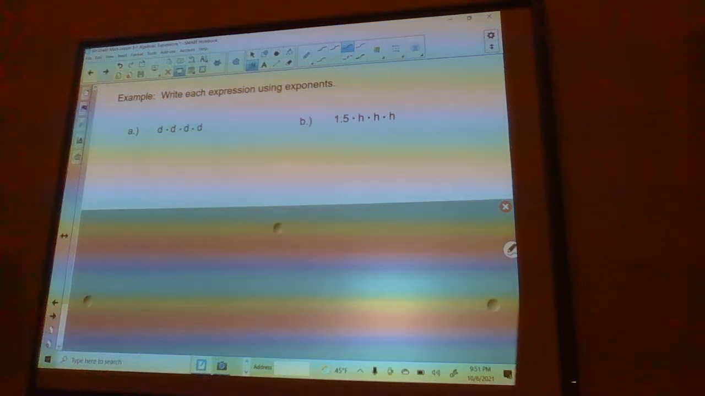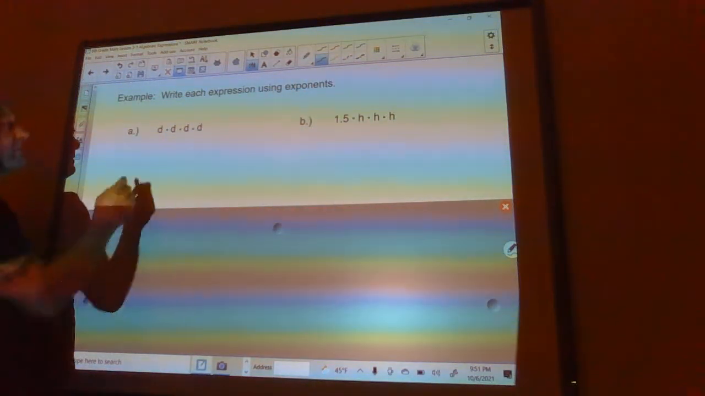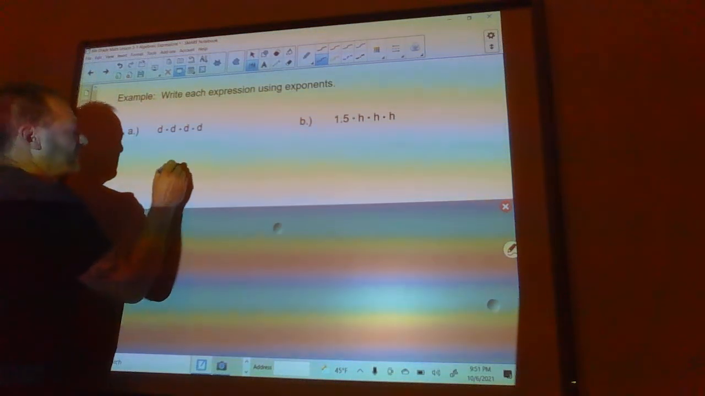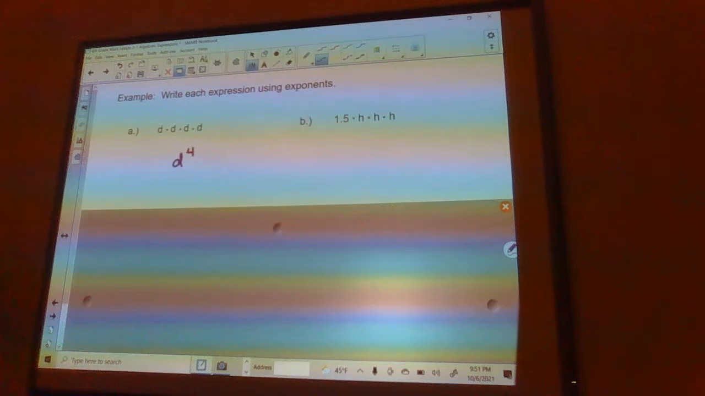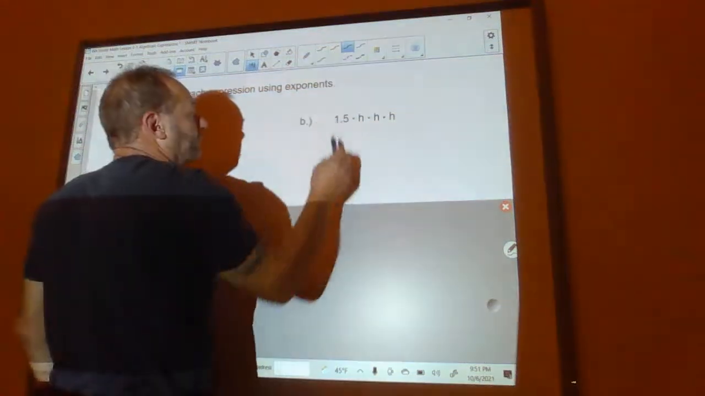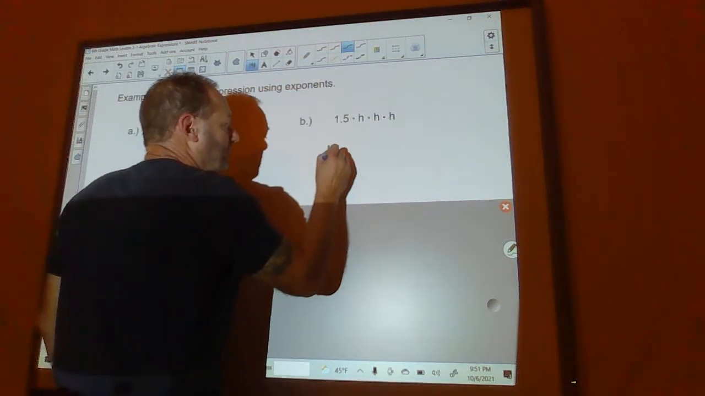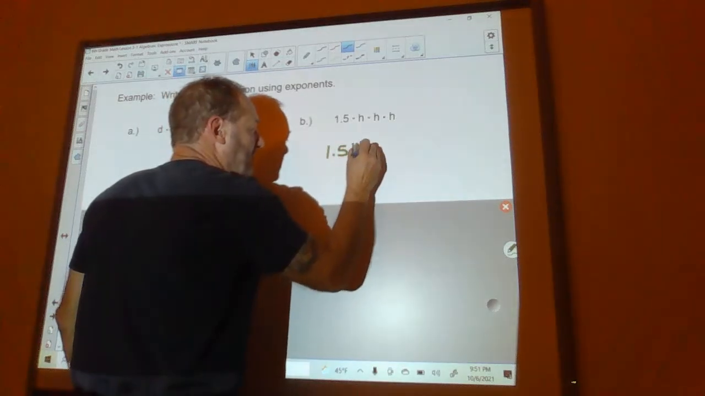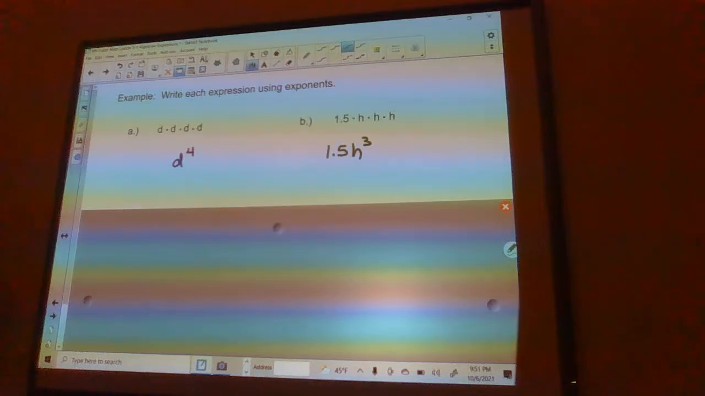Okay, write each expression using exponents. Okay, so this is a nice easy one here. D times D times D times D is D to the 4th power. So there we're using exponents to write that same thing. Over here, 1.5 times h times h times h would be 1.5 h to the 3rd power. You can't really do any more than that.